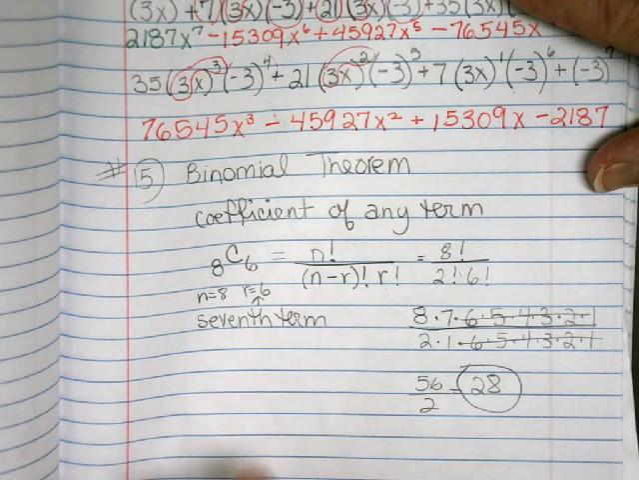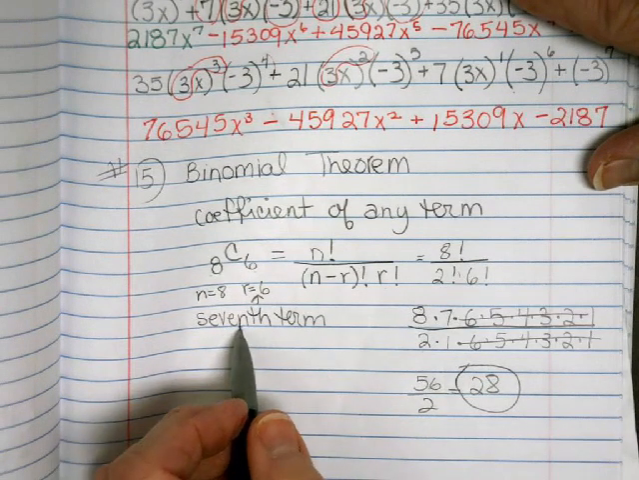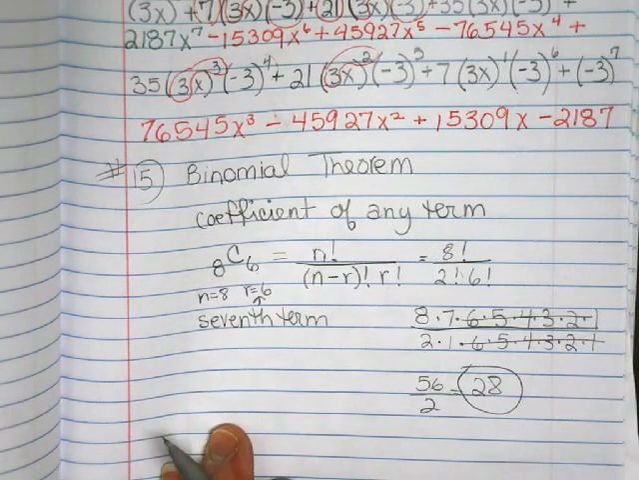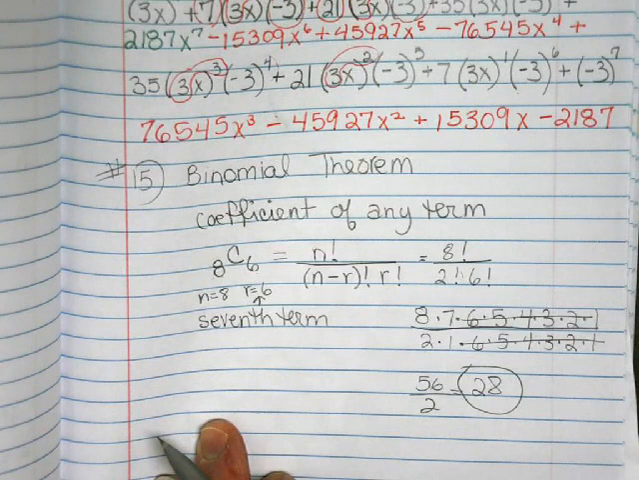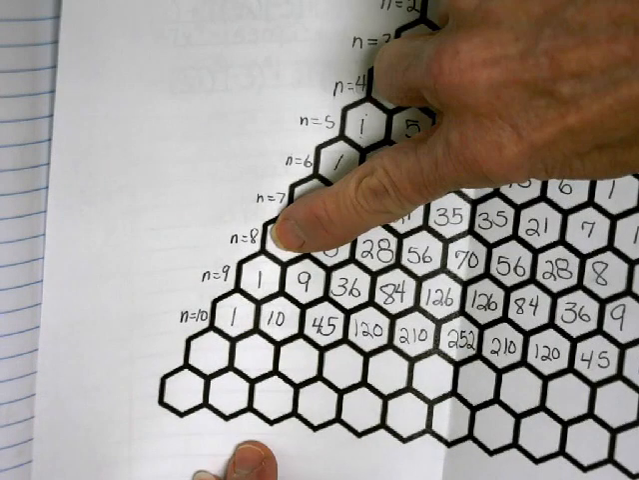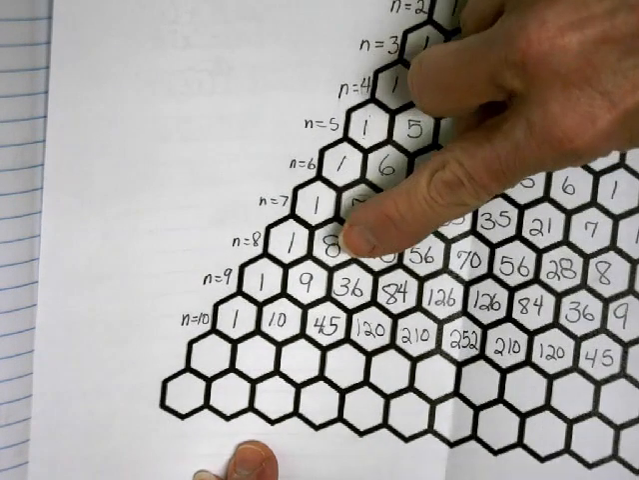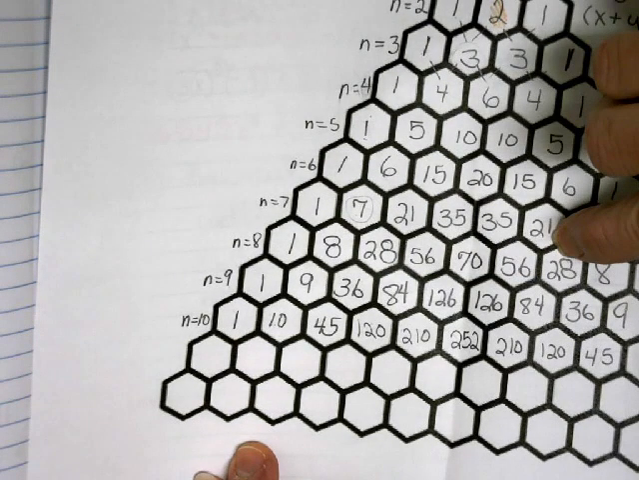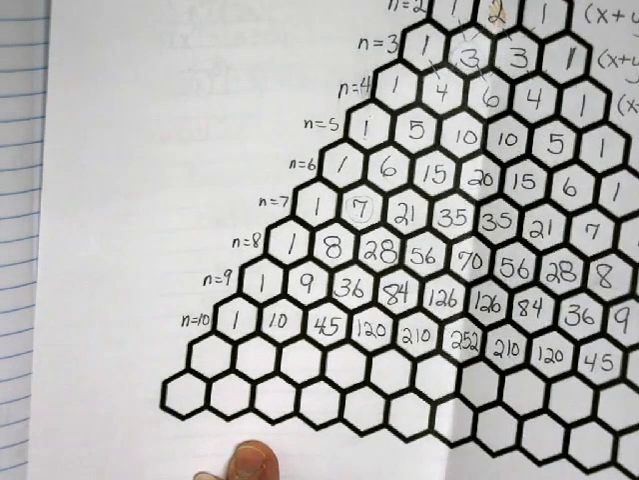So I'm going to count to my 7th term on my Pascal's triangle to see if the coefficient is 28. Here's my power of 8, and I've got to go to the 7th term. First term, second term, third term, fourth term, fifth term, sixth term, 7th term, look, it's 28.